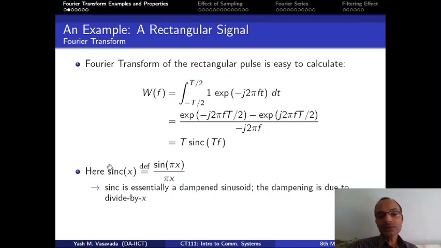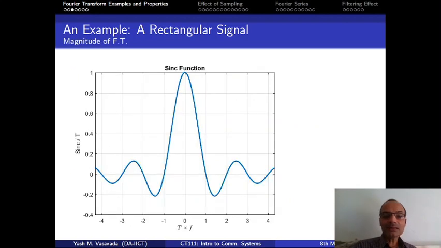So the SINC function is defined for all values of x, and it turns out that it has this particular form. It's almost like a sinusoid, except as x increases, or in this case t times f increases, the value of sine keeps on continuously reducing. You will notice that at integer values of t times f, the SINC function is exactly 0. You see this?